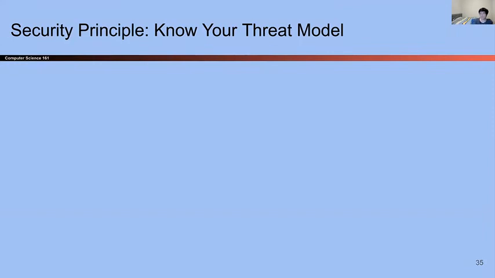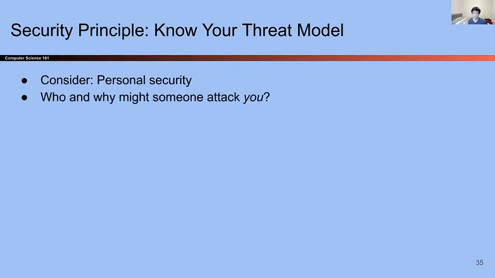We're going to consider personal security, just as an example of threat models and who they could be. So why might someone attack you? And these are going to be similar reasons from earlier, so I won't ask you to drop them in the chat. Criminals might attack you for money. So we've seen ransomware where it encrypts all your files and asks you to pay them. That criminal wants money from you.